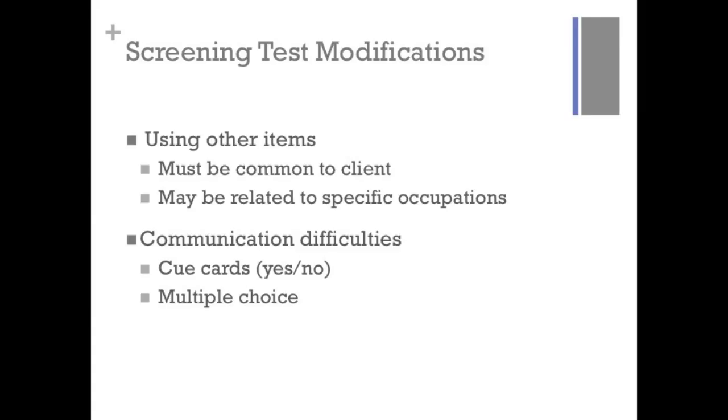This test may also be modified for someone who has difficulty with communication. For example, a yes or no cue card may be used. So you would show the client an item, such as a water bottle, and then show them the cue card, yes or no, and have them point at the appropriate answer. Another way to modify the test for someone with communication difficulties is to provide them with multiple choice answers and have them circle the right answer.